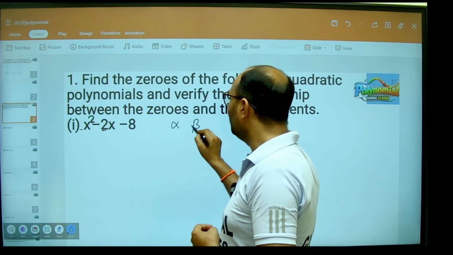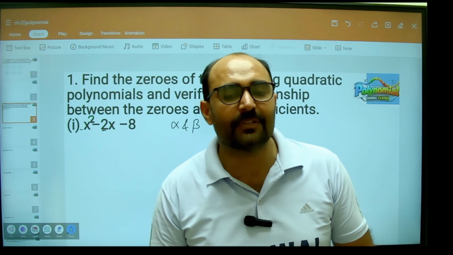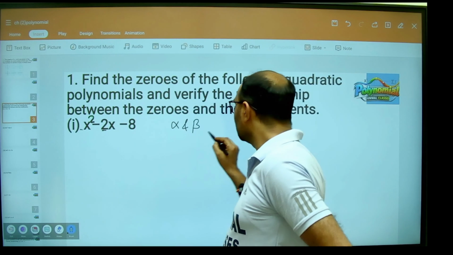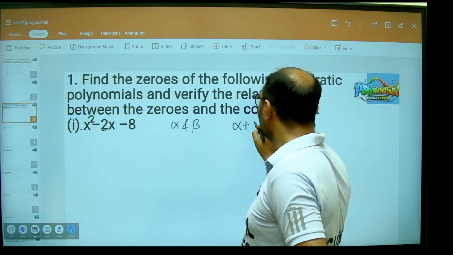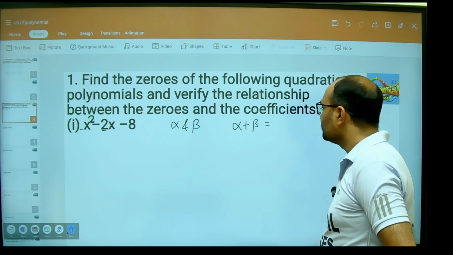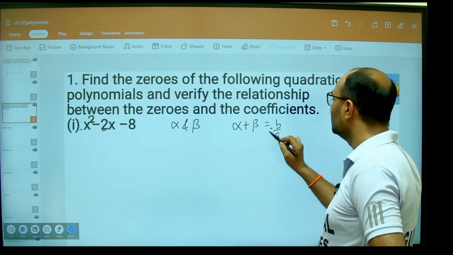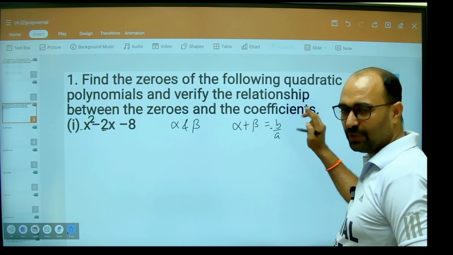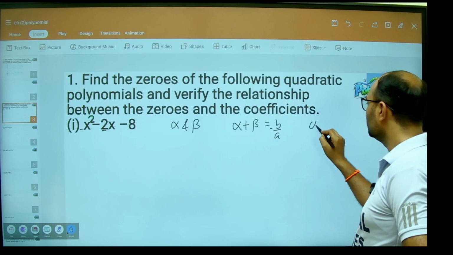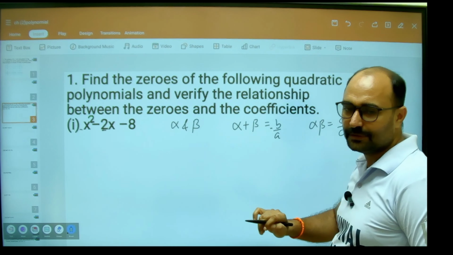I am assuming alpha and beta. Alpha and beta are the two values of x which will satisfy this expression. If we add these two zeros, alpha plus beta will be equal to minus b by a. I will explain what b is and what a is. If we multiply these zeros, it will be equal to c by a. What is c? I will explain, don't worry.